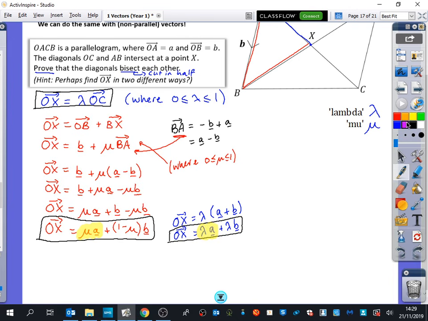When I compare those two things together, what does that tell me about mu and lambda? They have to be equal to each other. Mu has to be equal to lambda if OX is going to be true for both of these things that I've got here. The next thing that I know is that the B part, 1 minus mu and lambda B, have to be equal to each other. So I get 1 minus mu has got to be equal to lambda. This came from the A part. This came from the B part.